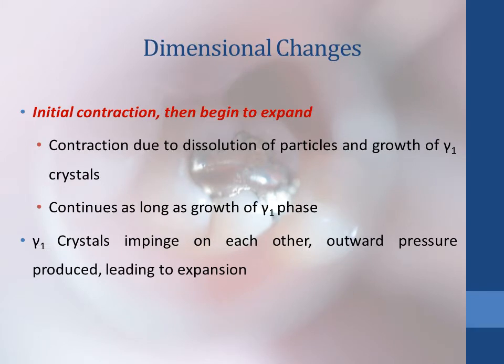So let's look at the dimensional changes that take place when amalgam is setting. Initial contraction occurs, then expansion. Contraction occurs because the particles are dissolving, and there is growth of gamma 1 crystals that continues as long as the growth of gamma 1 takes place. Gamma 1 crystals impinge on each other, outward pressure is produced, and that ultimately leads to expansion. So there is initial contraction followed by expansion.